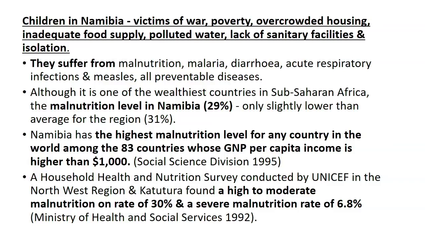The next aspect in Unit 6 is children in Namibia, who have been victims of war, poverty, overcrowded housing, inadequate food supply, polluted water, lack of sanitary facilities, and isolation. We want to look at this aspect and we want to evaluate the effect it has had and what role it still plays today. Children in our country have suffered from and still are suffering from malnutrition, malaria, diarrhea, acute respiratory infection, and measles, which are all preventable diseases.